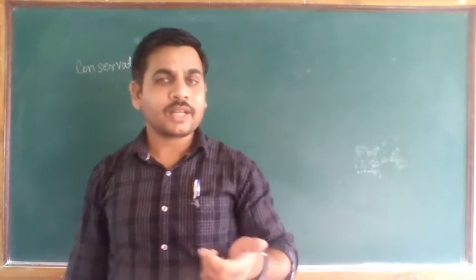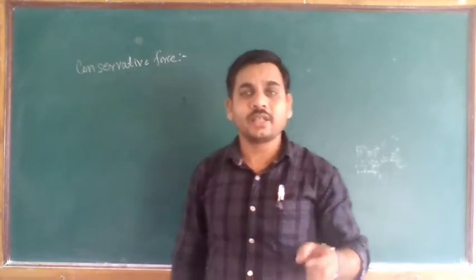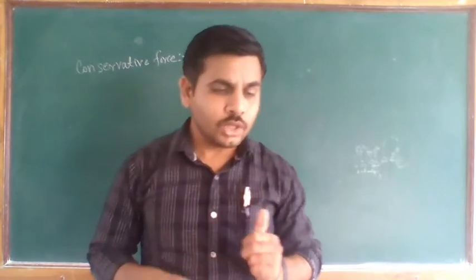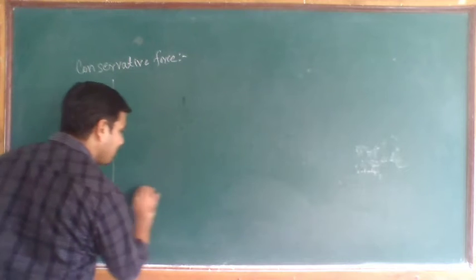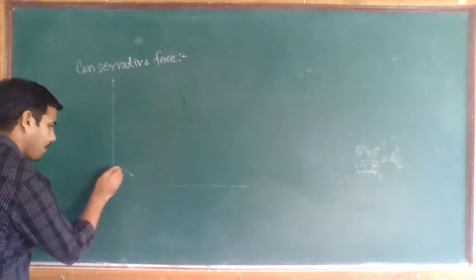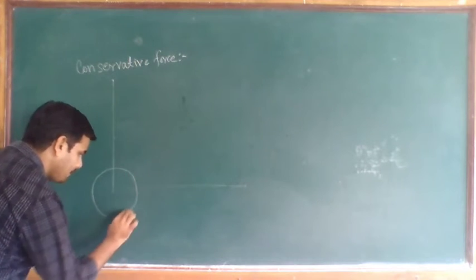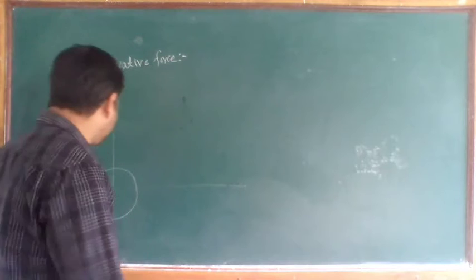For that, if you consider the gravitational force, we have to consider two massive bodies. So we are considering two massive bodies, one massive body having the mass m.